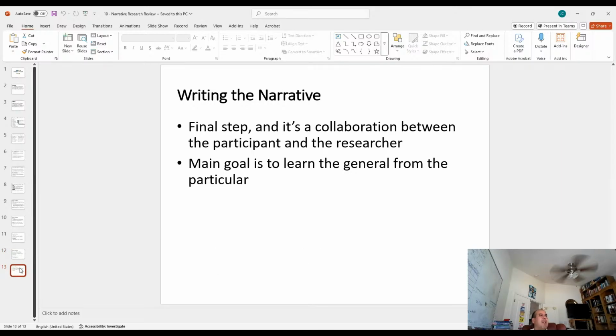Okay, writing the narrative. This is the final step. You got to write it, right? You've done all the research, you've designed the study, you collected the data, you analyzed it. Now you got to write it. Okay. This could be done by yourself, or it could be done in collaboration with your participant or participants. The main goal is really to learn the general from the particular.